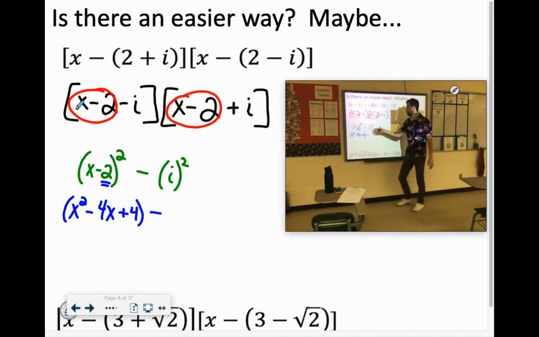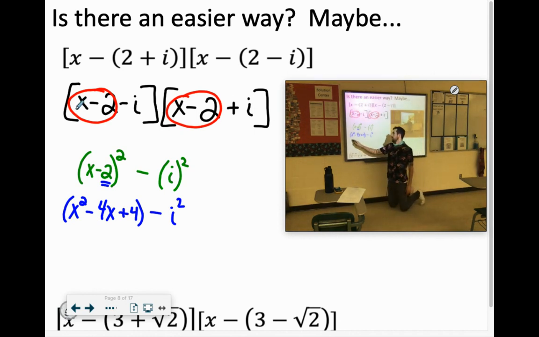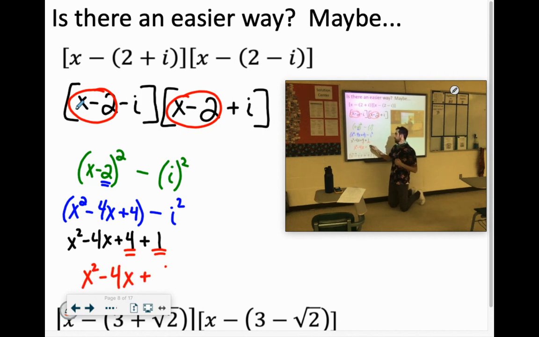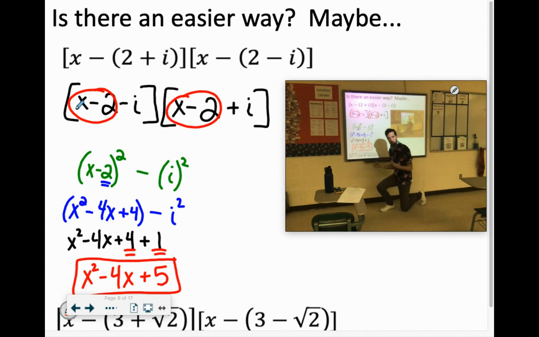Now the second term, i squared, would be i squared. Now you know that i squared is equal to negative 1. So really what we have here is x squared minus 4x plus 4 minus negative 1, which becomes plus 1. And then we can combine our like terms there, which gives us x squared minus 4x plus 5. It's one way you can do it. Rearrange, do the difference of squares. Maybe it'll be a little faster for you.